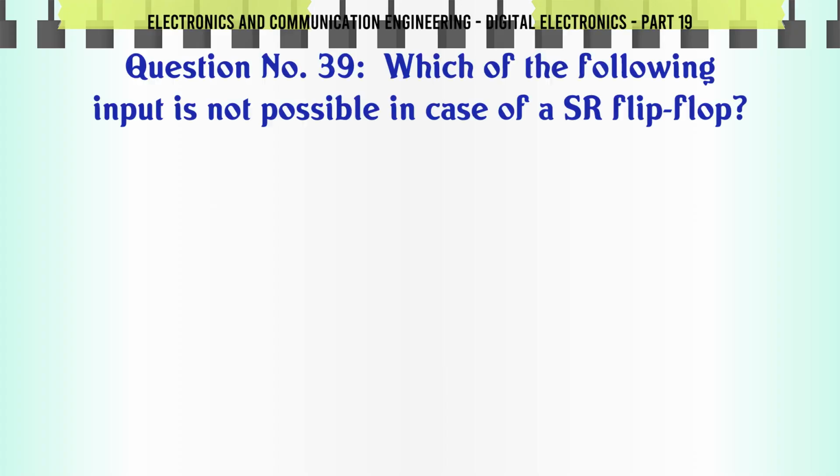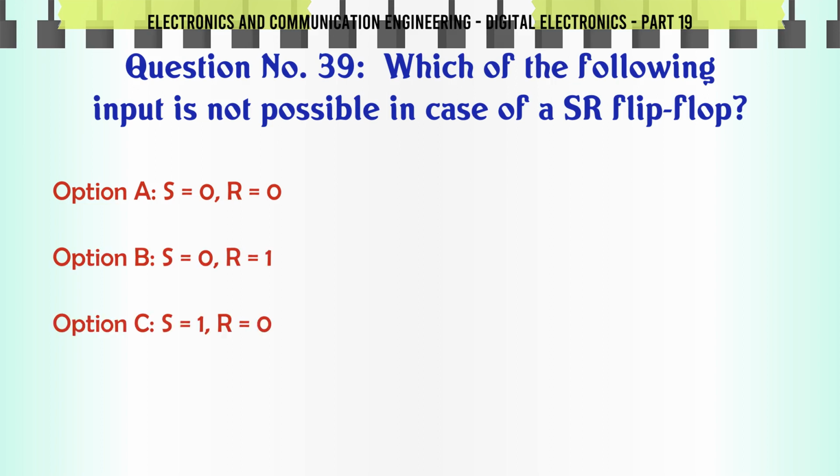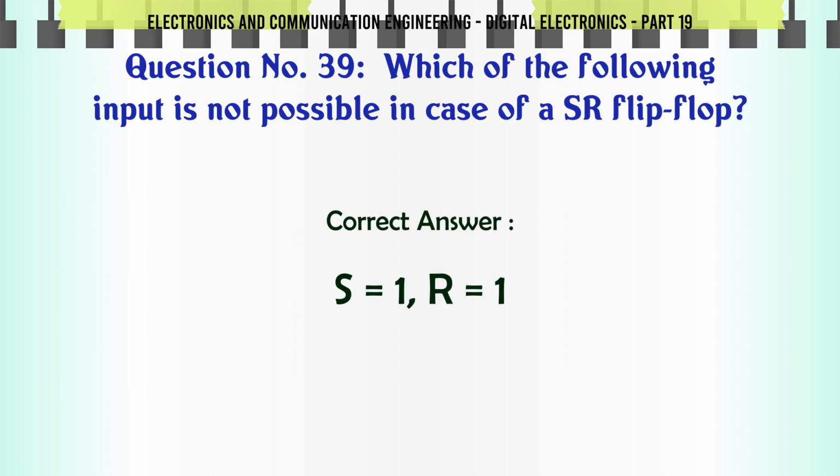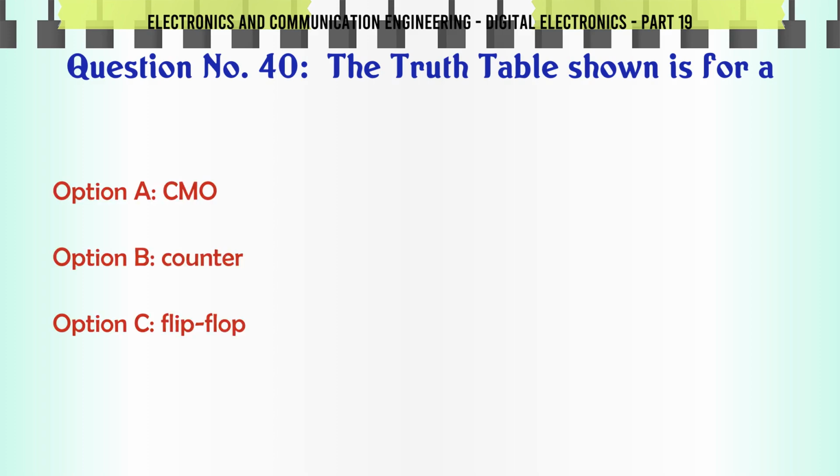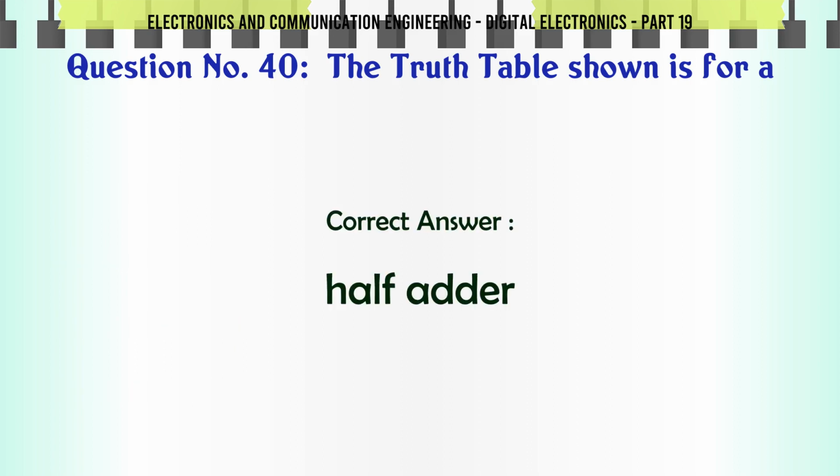Which of the following inputs is not possible in case of an SR flip-flop? A. S0 R0, B. S0 R1, C. S1 R0, D. S1 R1. The correct answer is S1 R1. The truth table shown is for: A. CMOS, B. counter, C. flip-flop, D. half adder. The correct answer is half adder.